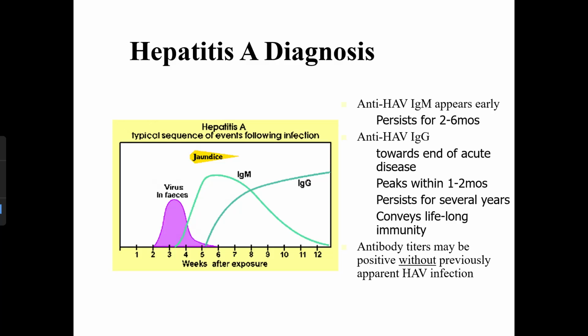For diagnosis, anti-hepatitis A virus IgM appears early and persists for 2 to 6 months. Anti-hepatitis A virus IgG is towards the end of the acute disease. It peaks within 1 to 2 months and persists for several years. It conveys lifelong immunity. Antibody titers may be positive without previously apparent hepatitis A virus infection. And then there is the presence of the virus in the feces.